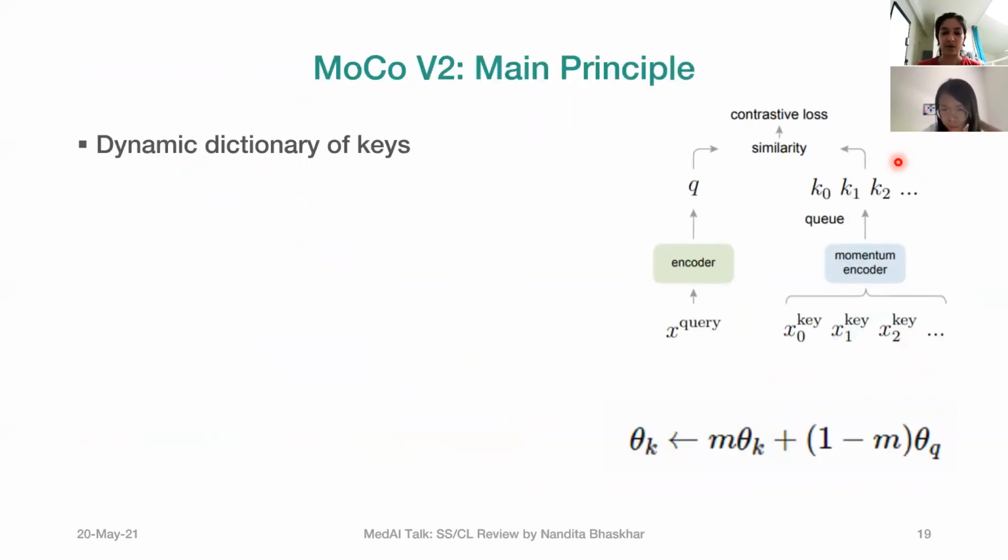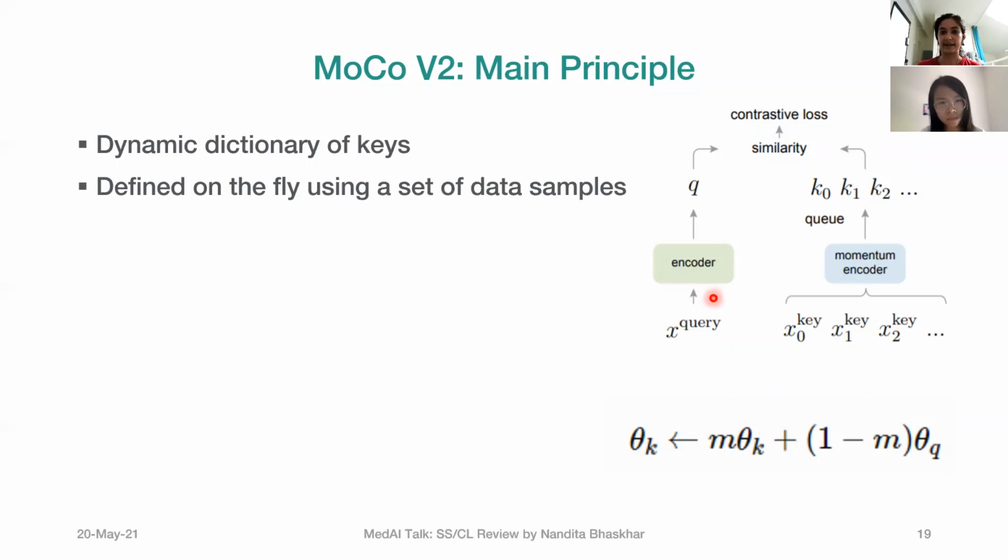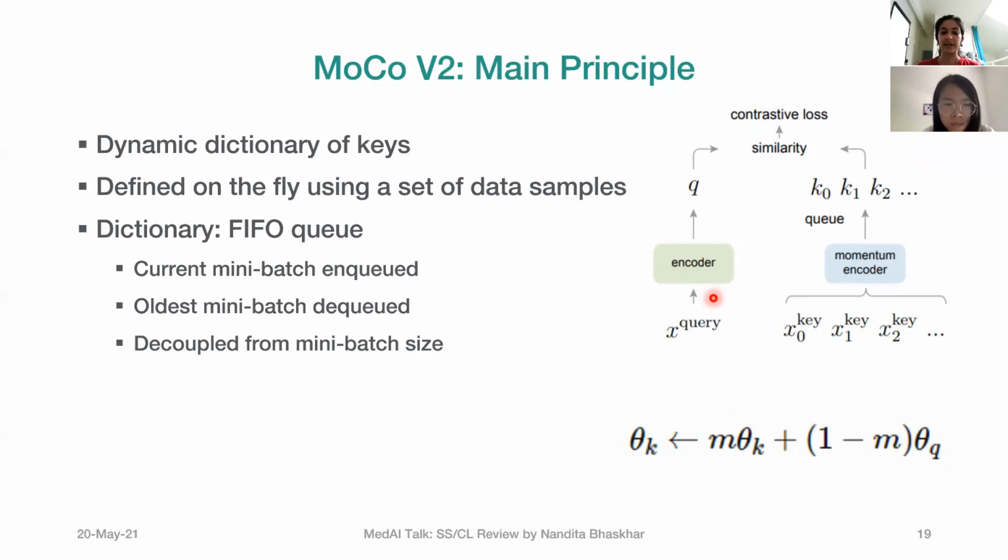So the main principles of MoCo are, it's more of an engineering technique than a conceptual technique. Instead of using negative samples from a given batch, you accumulate negative samples across multiple batches and use a dynamic dictionary to design the contrastive loss. The dictionary keys are defined on the fly using a set of data samples, and it's a first in, first out queue. So it's not a static dictionary, but instead, as soon as you get a mini batch, you enqueue it, and then you dequeue the oldest mini batch.